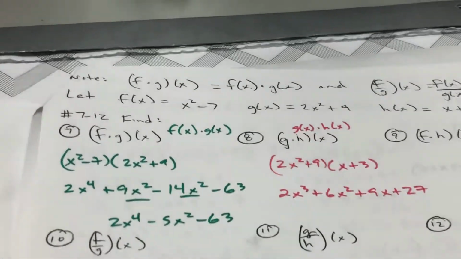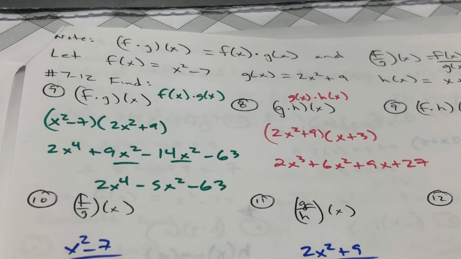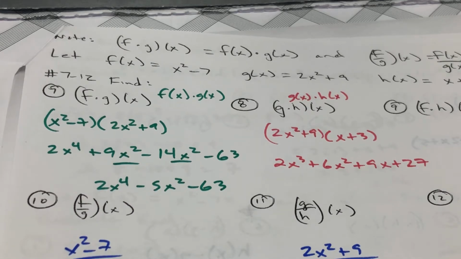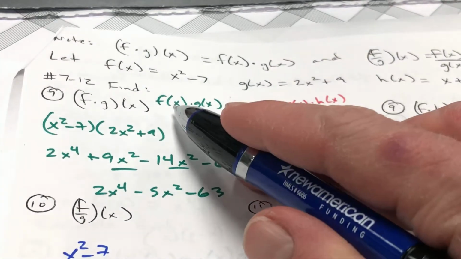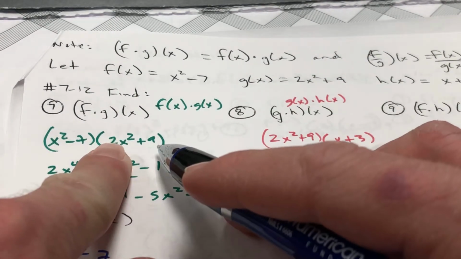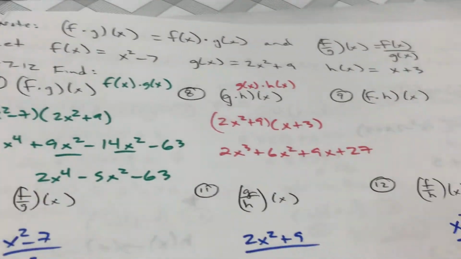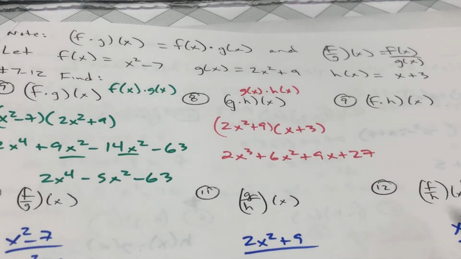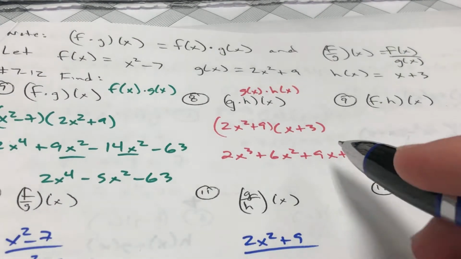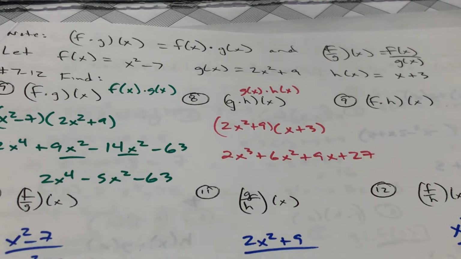And we continue to have notes. So f times g of x is f of x times g of x. And then f divided by g of x, as you guessed it, f of x over g of x. So when I have f of x times g of x, it means I take f of x multiplied by g of x, first outer inner last. On 8, I have g of x times h of x. All right, there's g of x. X plus 3 is h of x, first outer inner last. Be the same thing on 9.